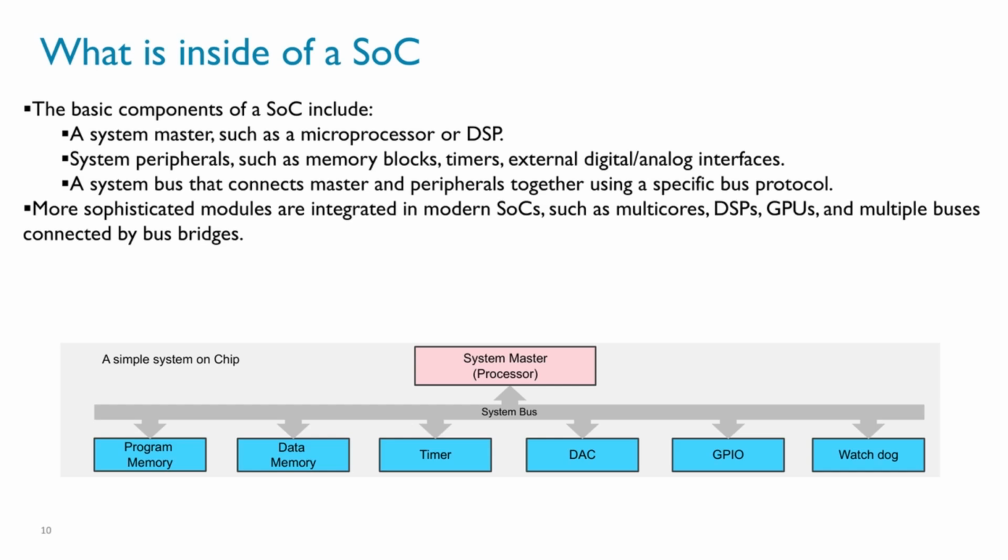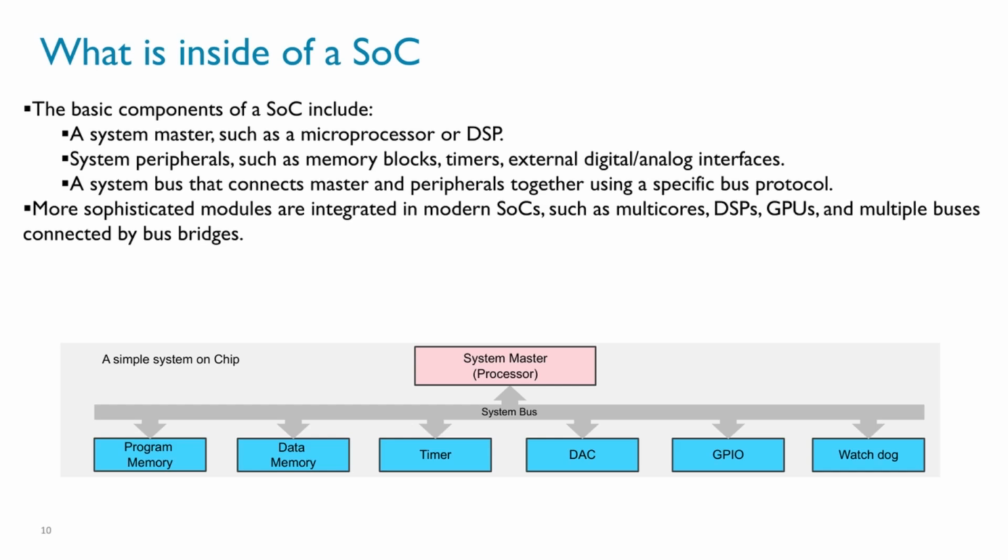Second, you have the system peripherals. If the master is the brain, the peripherals are all the specialized tools and assistants that the brain uses to get work done. These are dedicated hardware blocks with specific functions. As you can see in the list and the diagram, this includes things like memory blocks for storing programs and data, timers to keep track of time or create delays, and various interfaces to communicate with the outside world, whether they are digital or analog.